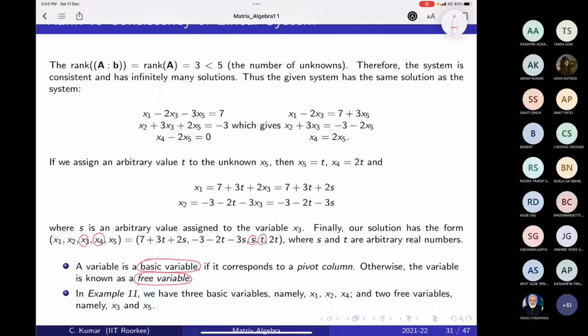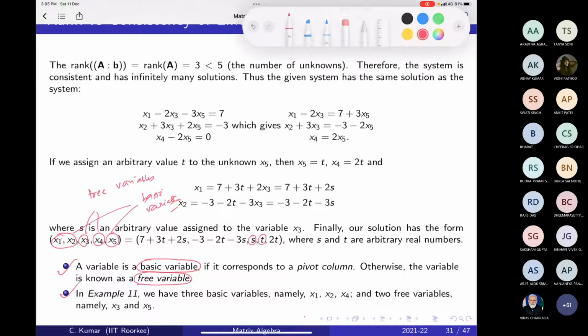Okay, so I said that in the previous example, x3 and x4 are free variables, and the remaining variables, x1, x2, x5, are basic variables. Okay, so these two points.